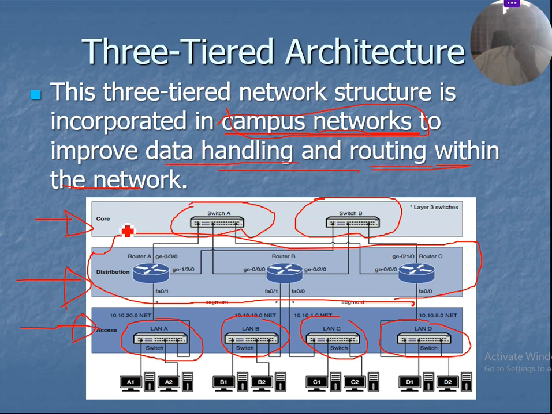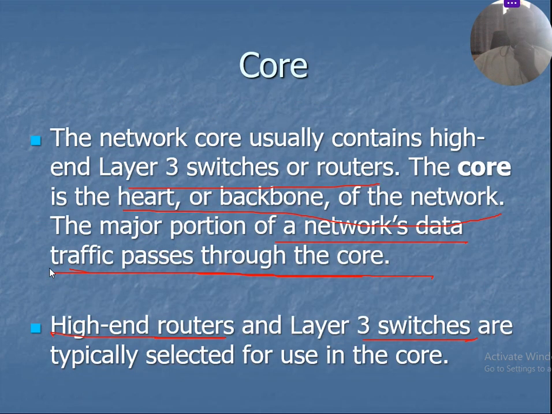Is that okay? Now you can see, in the core layer, we use what we call the layer 3 switches, or you can alternatively use routers. And then the distribution layer, or the aggregation layer, we use what we call routers, or you can also use layer 3 switches. Then in the access layer, we use the layer 2 switches. We use layer 2 to connect our local area networks to our networking devices. Is that okay? Now let's move on quickly.